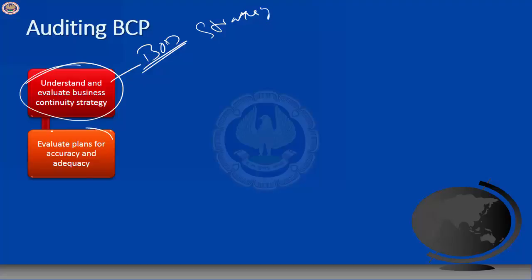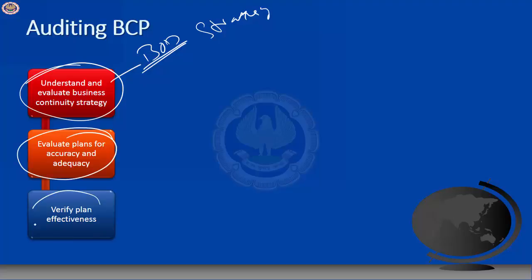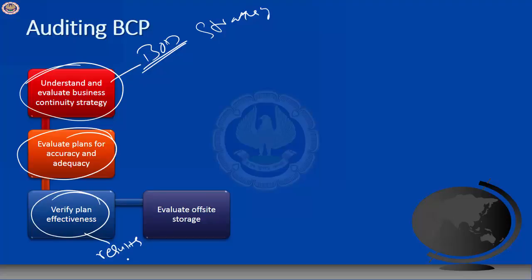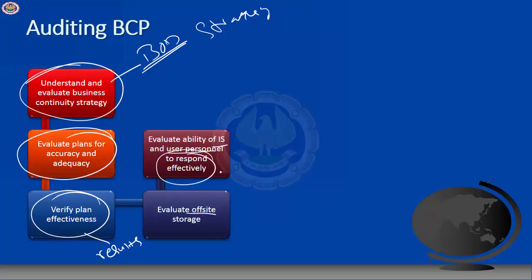You need to evaluate the plan for accuracy and adequacy of what has been documented. Verify the plan is effective. Effectiveness would mean that it provides the result as required or as envisaged. You evaluate the offsite storage. These are some of the critical aspects. You evaluate the ability of the IS and the user personnel to respond effectively to any type of disaster as and when it happens.